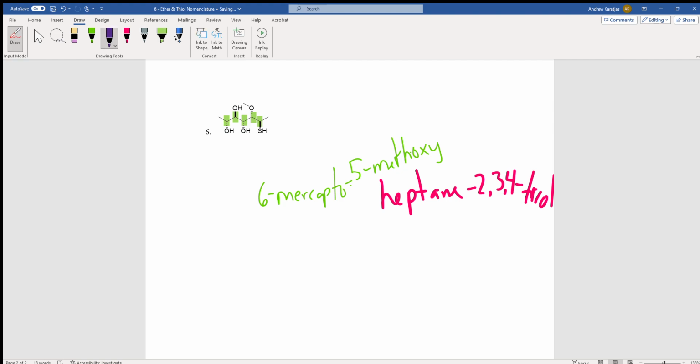By the end of that, you should come up with the following: 2R, 3R, 4R, 5S, and 6R. Again, important to remember, even though we're way past the point in this course where we learn stereochemistry, we still need to do the stereochemistry for any compound that we are naming.